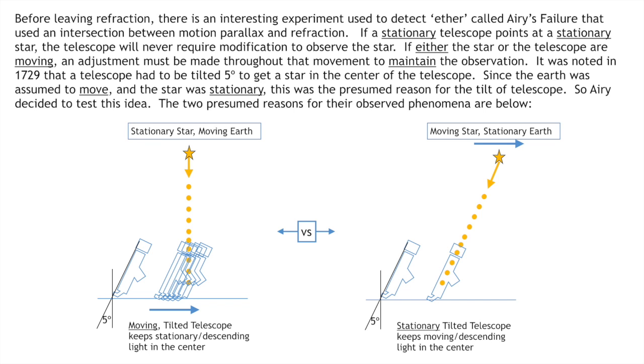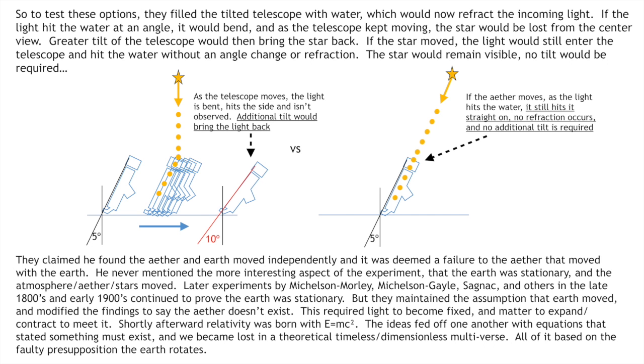Versus the other idea was that light moves straight down through an ether or atmosphere, and it moves independently of the Earth's movement. So in this case here, the light ray is now moving independently across a stationary tilted telescope. Or it could be that they're both moving, but that they're moving independent of one another. So again, we have a potentially stationary tilted telescope. It keeps the moving or descending light in the center. Those are essentially our two options.